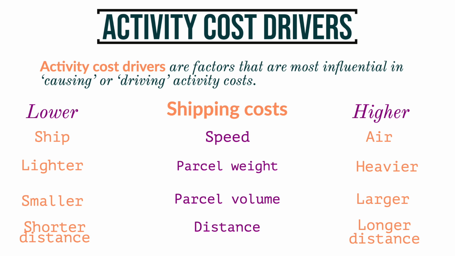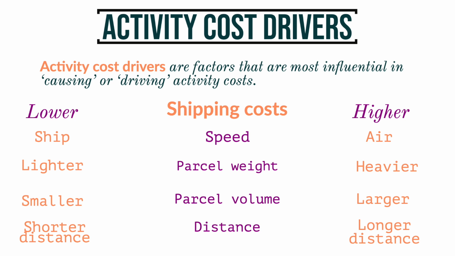For example, if we talk about shipping costs, depending upon the circumstances, we can think of several factors which cause the shipping costs to increase. For instance, speed. Faster shipping will involve more cost. Slower shipping might involve less cost. An example of faster shipping could be air freight. An example of slower shipping could be via ship.